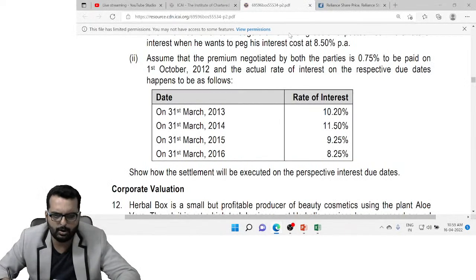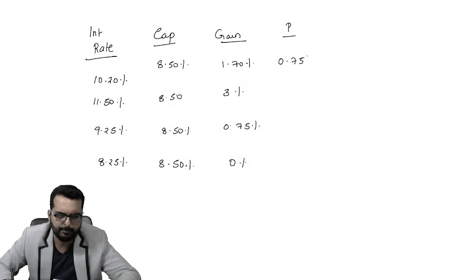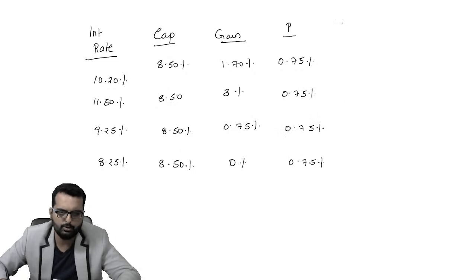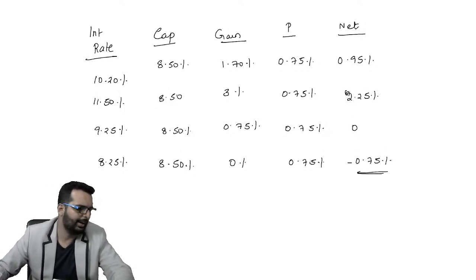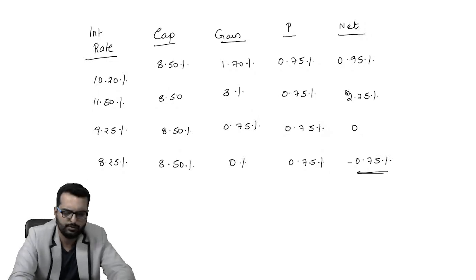What is the premium you have to pay? 0.75, right? That you have to pay irrespective of whatever is happening. So here you will get 0.95%, 2.25%, 0 minus 0.75%. Can you write down this in your books now and finish it off?